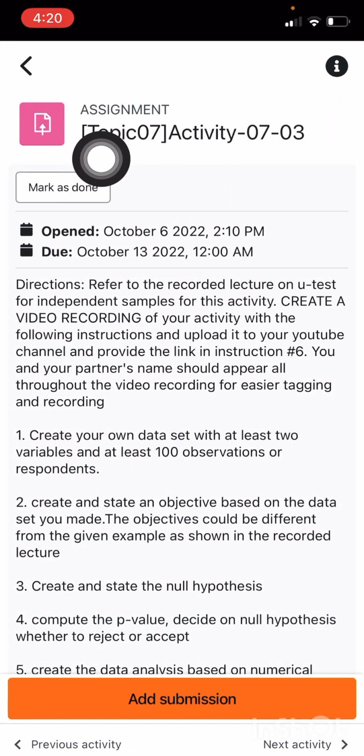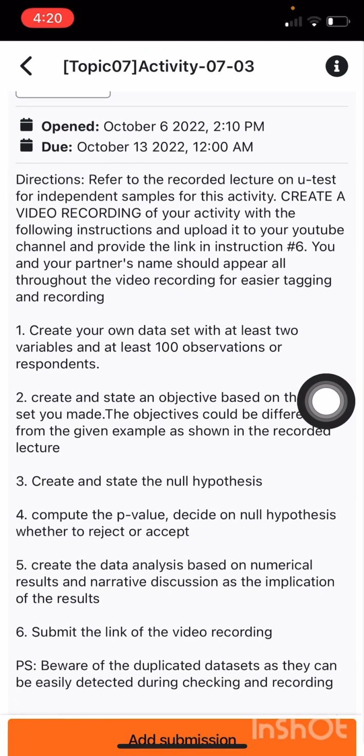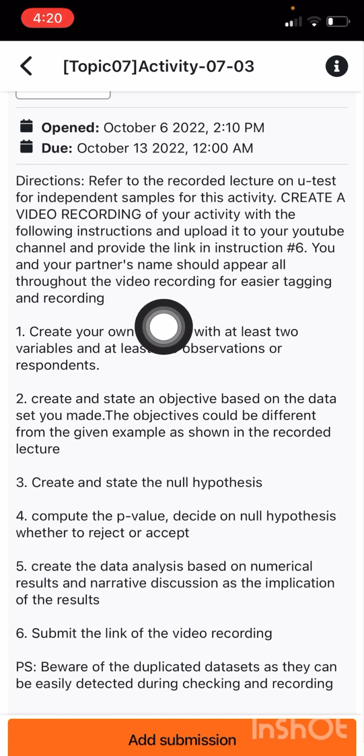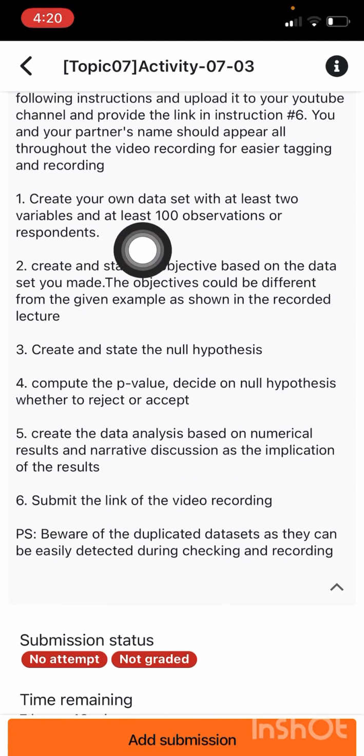So, we are assigned to answer this assignment, topic number 7, activity number 3. The directions are we will refer to the recorded lecture on U-test for independent samples for this activity. We will create a video recording on how we use the U-test calculator. We will create our own data with 100 respondents and 100 observations.